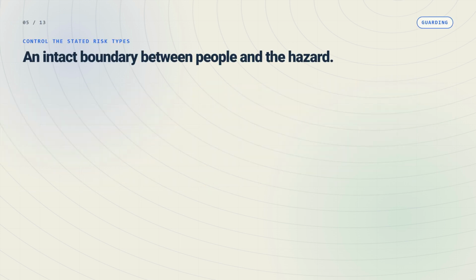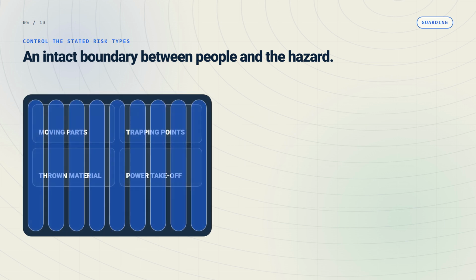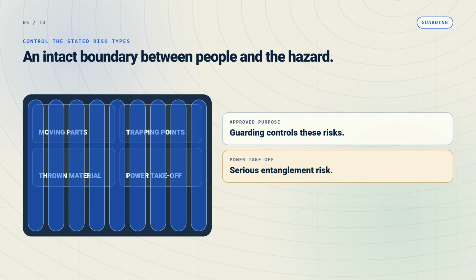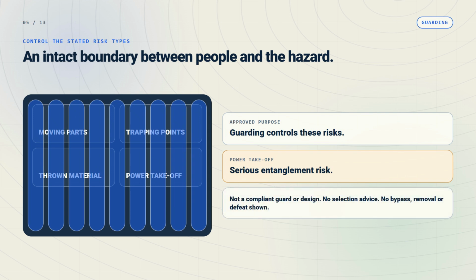Guarding is needed to control risks from moving parts, trapping points and material thrown from rural plant. That includes serious entanglement risks associated with power takeoff equipment. This video shows only an abstract separation boundary. It does not depict a compliant guard, specify a design, select a guard for a machine, or show anyone bypassing, removing or defeating a guard.